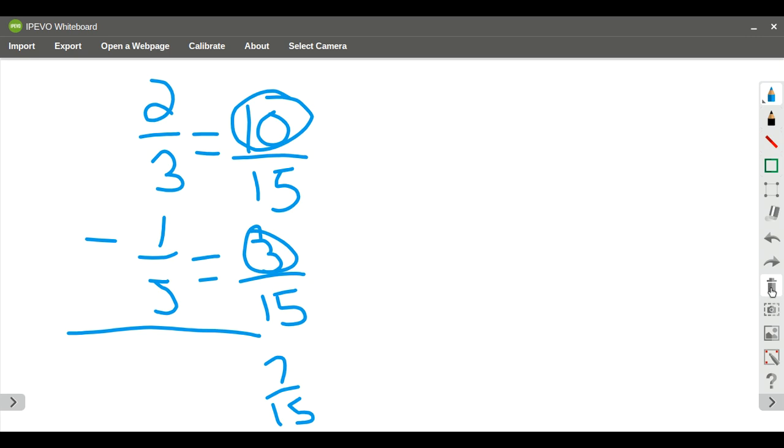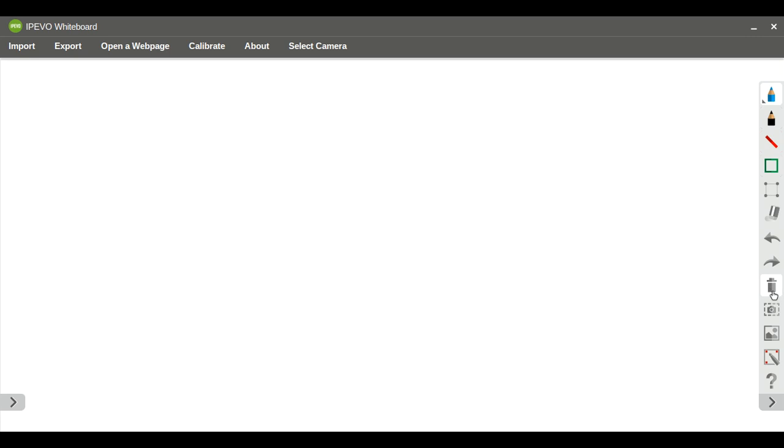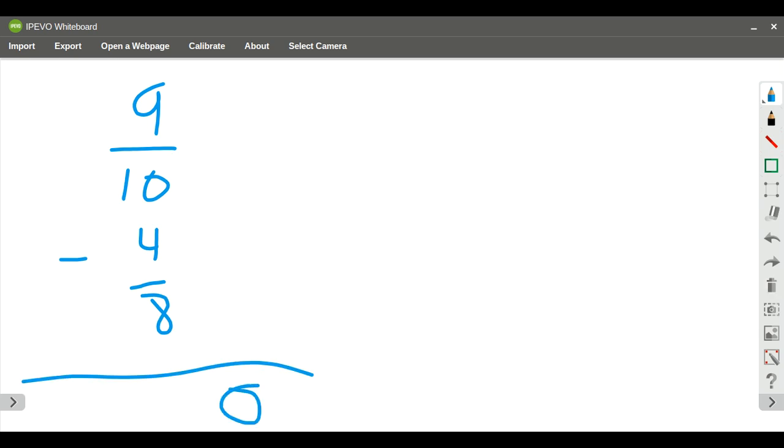All right, take a look at problem number 2. Kevin estimated the difference of 9/10 subtract 4/8 to be 0. So is his estimate reasonable? And explain. So the first thing we're going to do is estimate ourselves.